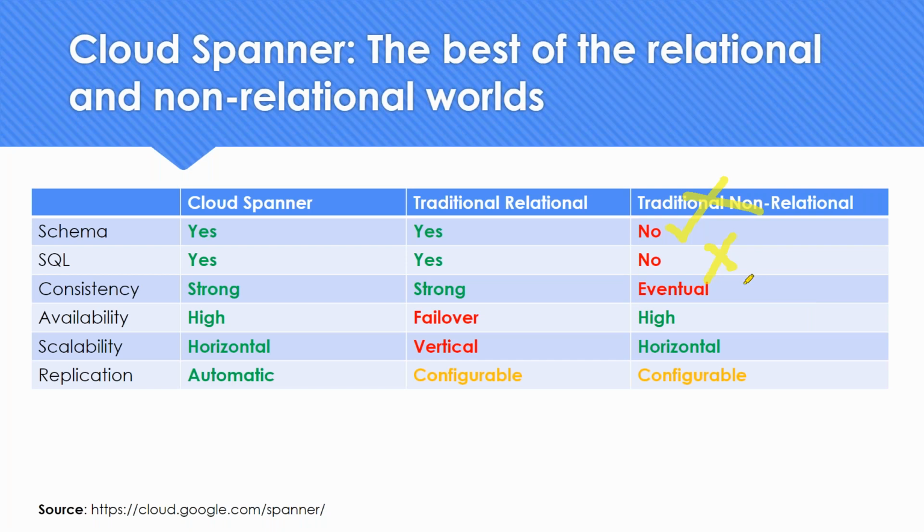Consistency-wise, they are going to be eventually consistent. That's where things like the population of a country kind of information are stored. So eventually they are going to be consistent.